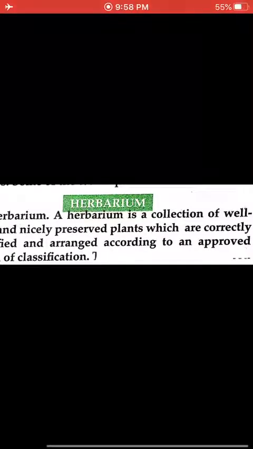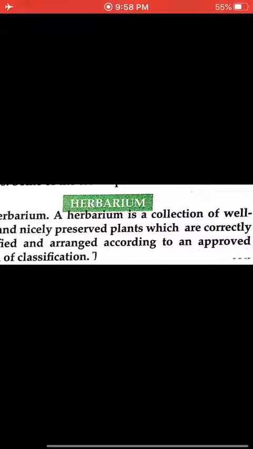Then poisoning is done. What is poisoning? Poisoning is the mixing of certain chemicals like 2% mercuric chloride solution, so that the chances of the herbarium being eaten away can be prevented. This is done, and then mounting and labeling.